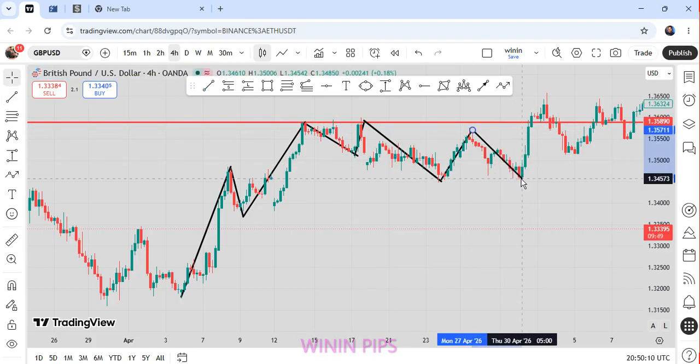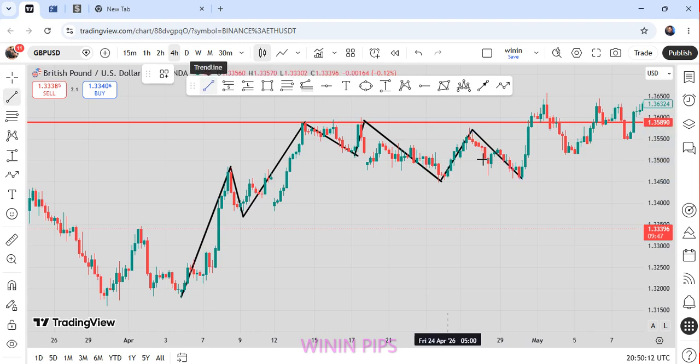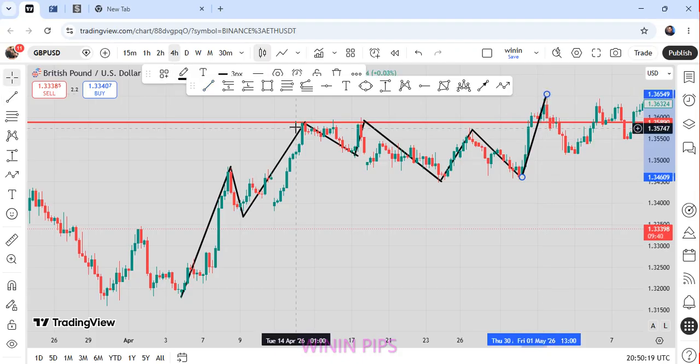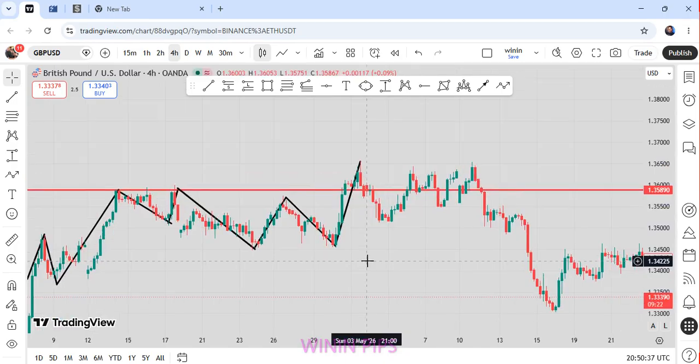You have it down here, and finally it came up here. So you could see that this structure, this level, was still intact until this candle closed above it. So this one tested it, but it couldn't close above it. So after this one went up and closed above it, you are still in a trend. So now this is our new structure high.